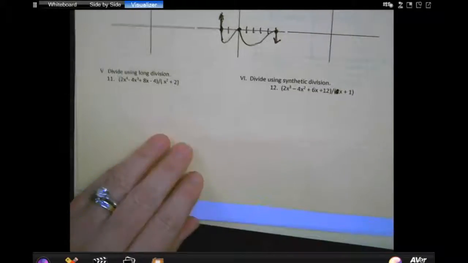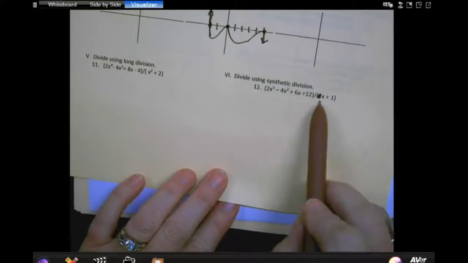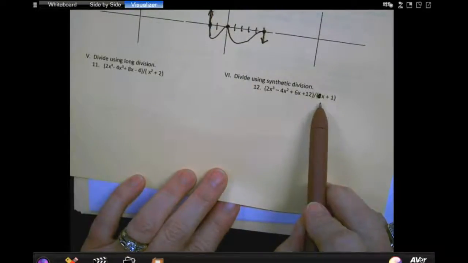Okay, on number 12, take off the 2. Yes, in the factor. Okay, turn it to number 13.